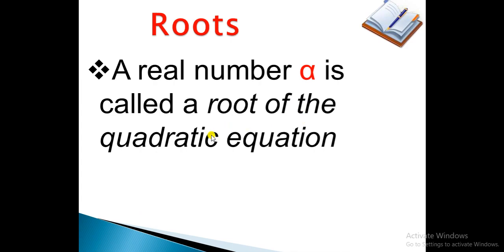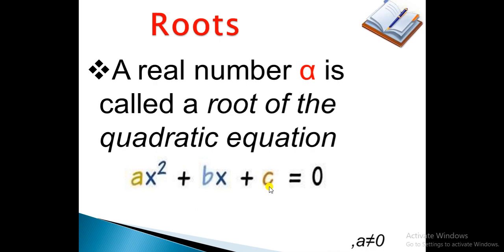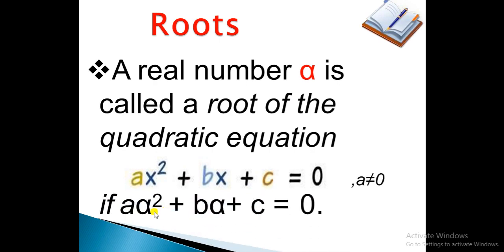A real number alpha is called a root of the quadratic equation ax square plus bx plus c equals to 0 if a alpha square plus b alpha plus c equals to 0. That is, when alpha satisfies the equation, then only it is said to be a root of the equation.